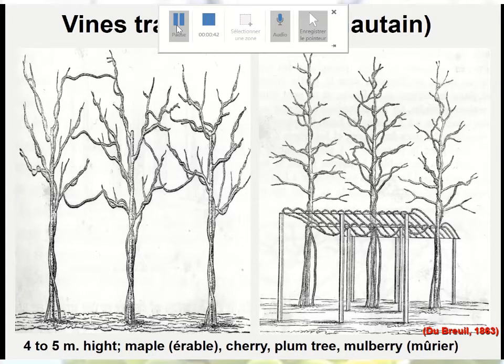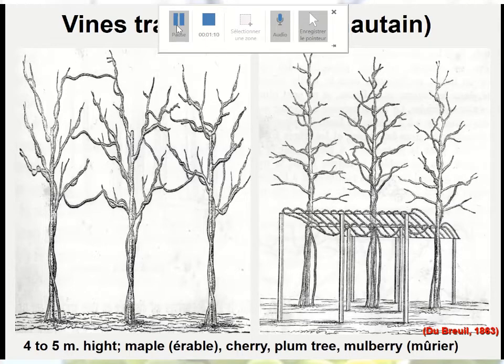In the 19th century and before, growers did associate two cultures, like fruit trees and grapevine. The fruit trees were maple, cherry, plum tree, mulberry, etc. And you see on the photos, on the drawings, that you can implement very easily this kind of training system.